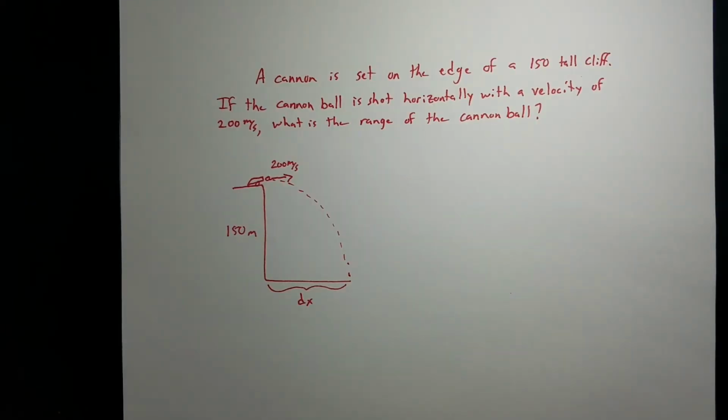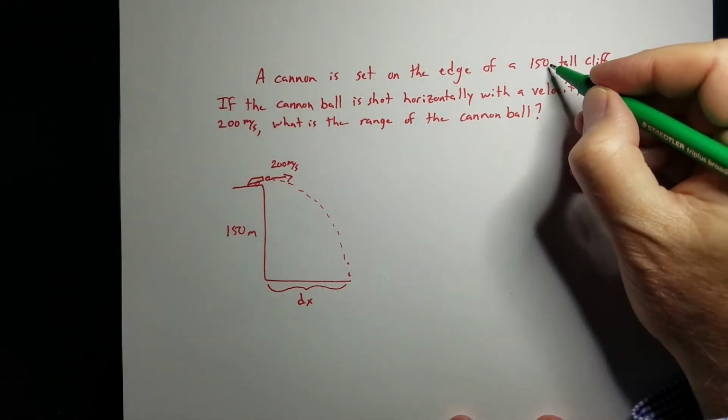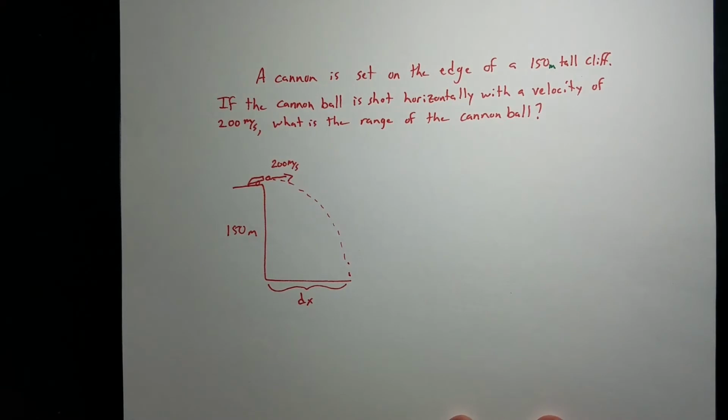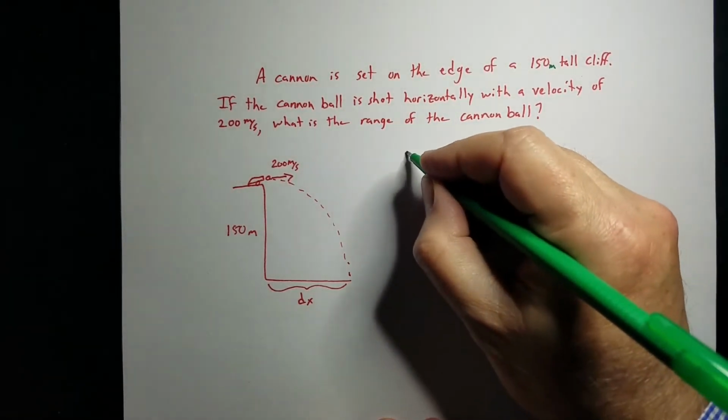Let's start off with this one. We've got a cannon on the edge of a cliff that's 150 meters tall. And the cannon is shot horizontally with a velocity of 200 meters per second for the cannonball. And we want to know where the cannonball is going to land. So this is a two-step process, a vertical part and a horizontal part. And where do you start off at?